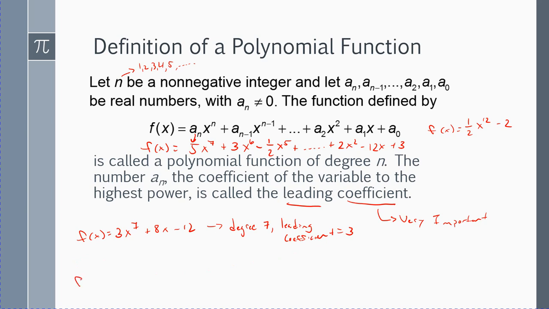So if you look at something like f of x is equal to minus x to the 4th power plus 2x minus 3, you see here the 4, this is a degree 4 polynomial. And the leading coefficient, see how there's a negative here? The leading coefficient is negative 1.